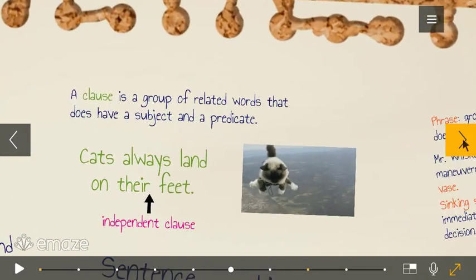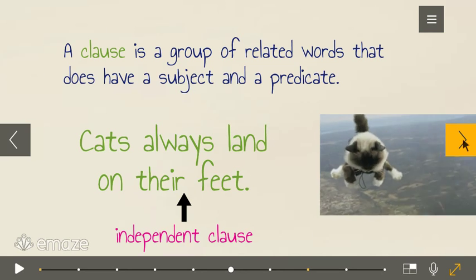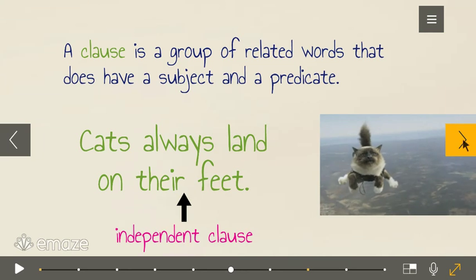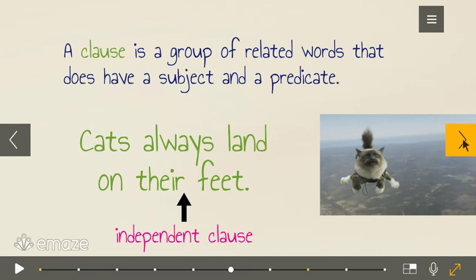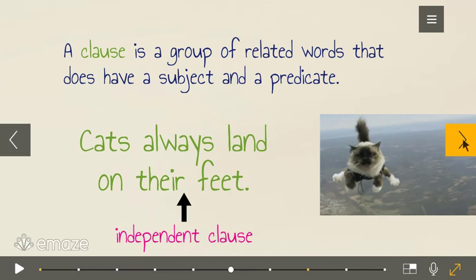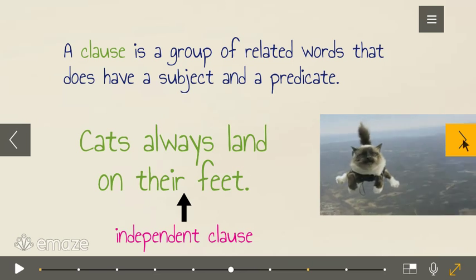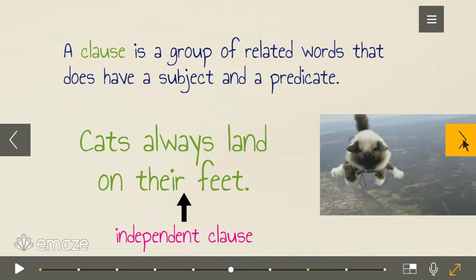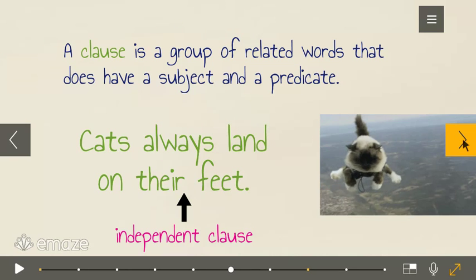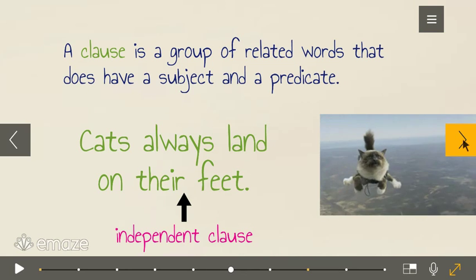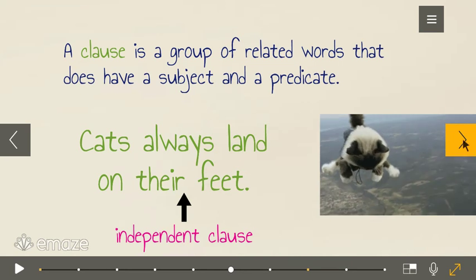Another type of group of words that you need to know about when we're talking about sentences is a clause. Unlike a phrase, a clause is a group of related words that does have a subject and a predicate. For example, cats always land on their feet. That has the subject, cats, and the predicate, always land on their feet. This particular clause is called an independent clause because it can stand by itself and be a sentence. In essence, an independent clause is a sentence.